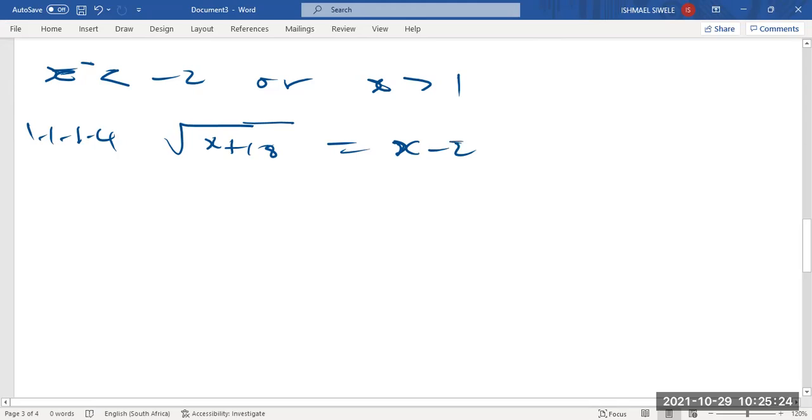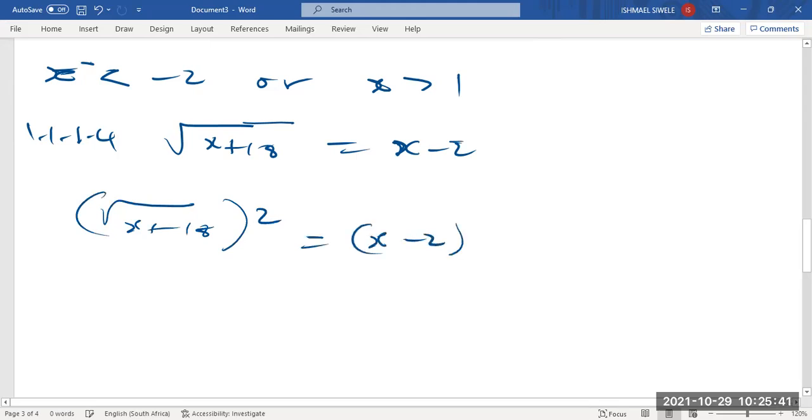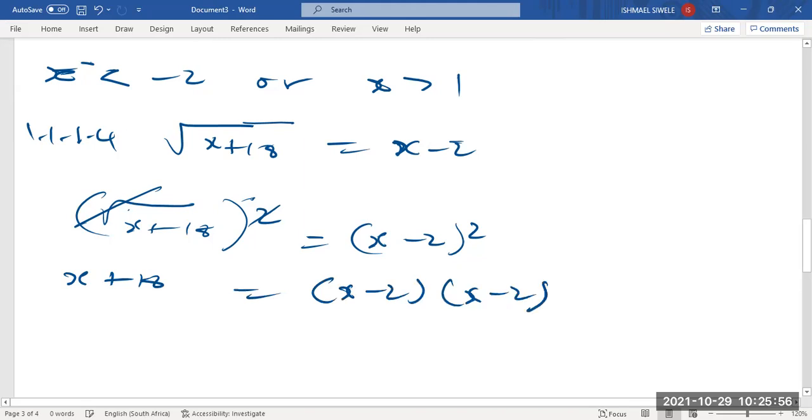So with us having this, what are we supposed to do? Obviously, we are solving for x. So this is the square root. What are you supposed to do here? We're supposed to square both sides. So the square root of x plus 18, squared, is equal to x minus 2, all squared, right? When you square the square root, they cancel, and on this side, x minus 2 squared means x minus 2 multiplied by x minus 2, right?